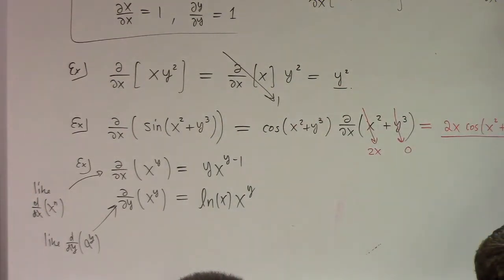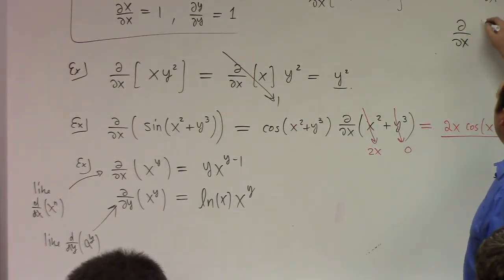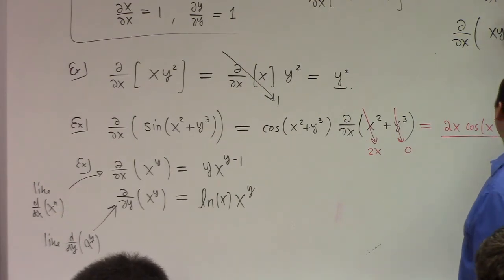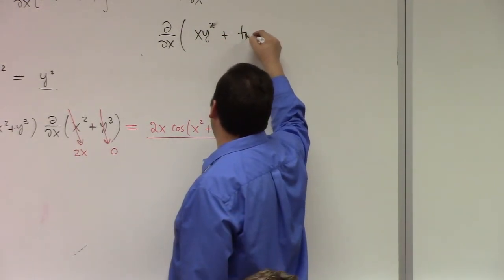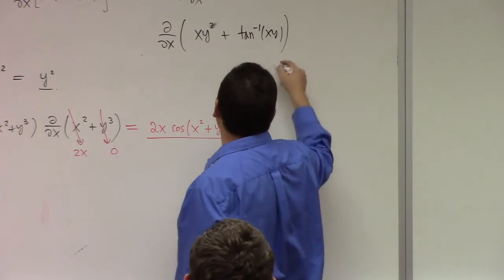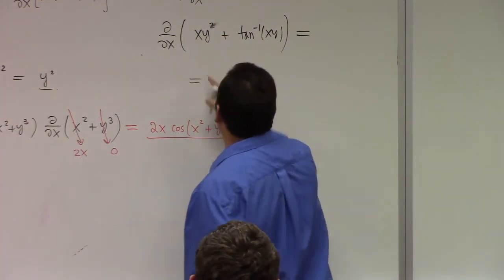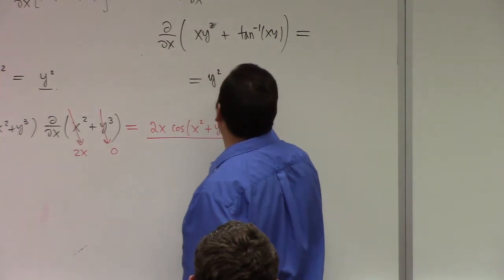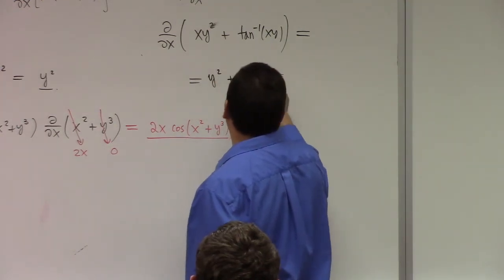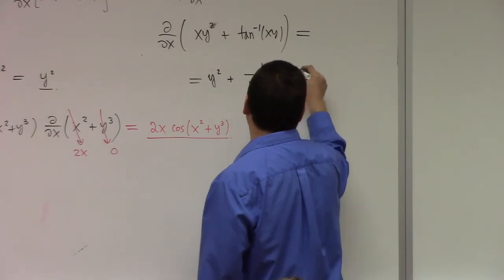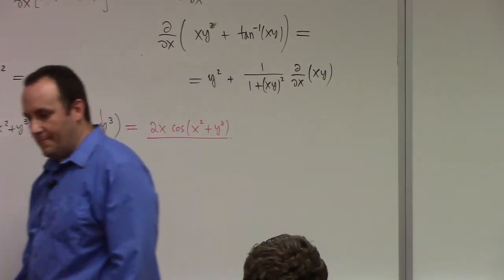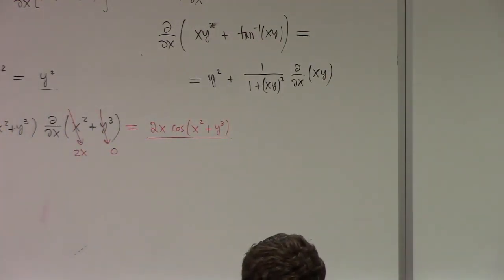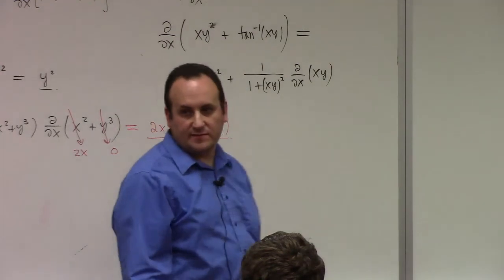Here, let's look at some more. How about partial x of xy squared plus, I don't know, inverse tangent of xy? Well, I can do the first part easy, right? That's just y squared. And then plus 1 over 1 plus xy squared, because that's the derivative of inverse tangent. And then I have to do partial derivative with respect to x of xy. What's the partial derivative of xy with respect to x?